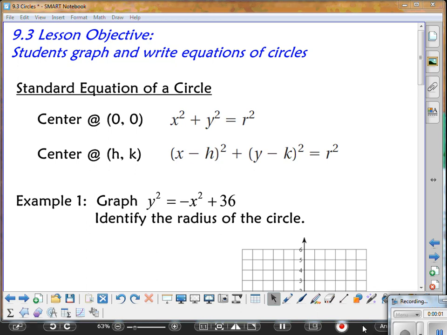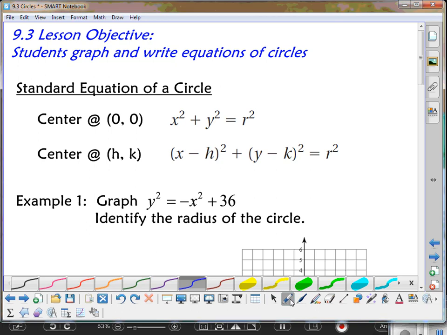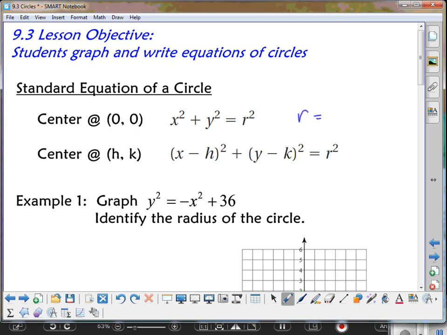Okay, so today we're going to be talking about circles. We're going to be graphing them, and we're going to be writing the equations of circles. So the standard equation, if the center is at 0, 0, x minus 0 is just x. So it's x squared plus y squared equals r squared. R is your radius. And if the center is at h, k, then it's x minus h squared plus y minus k squared equals the radius squared.